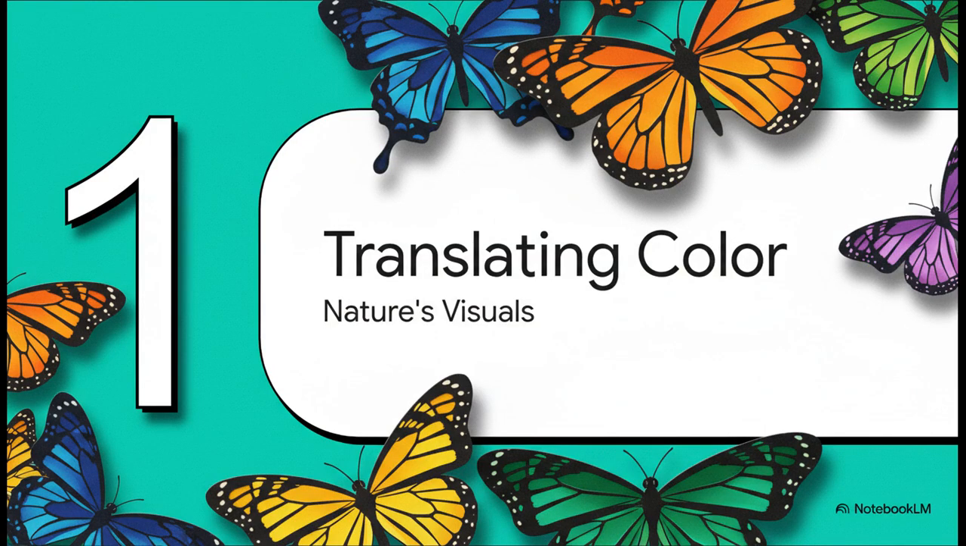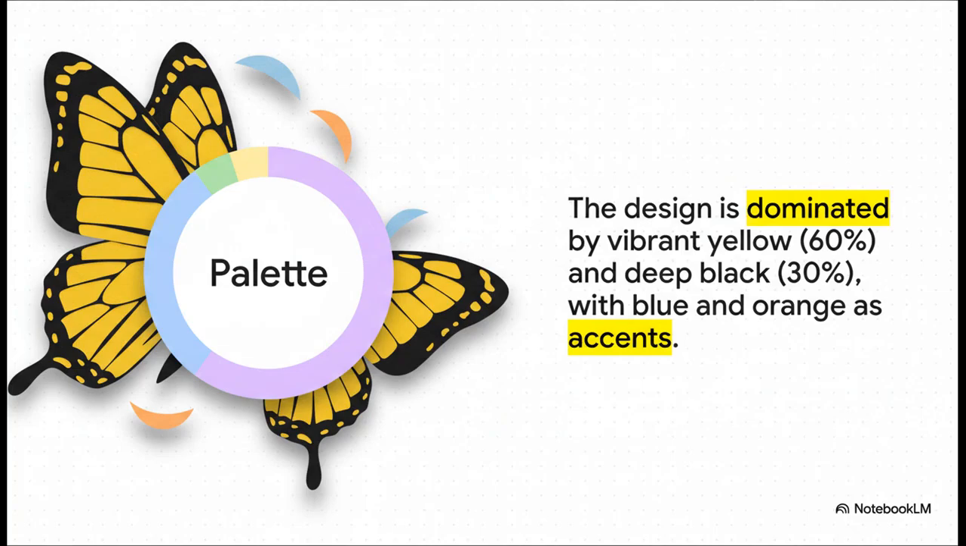Okay, so where do you even start? Well, you start with what you can see. Before we can get to the feeling of a butterfly, we've got to break down its looks. So this first part is all about translating those incredible colors and patterns into a digital color palette we can actually work with. This chart does a really great job of breaking it down for us.